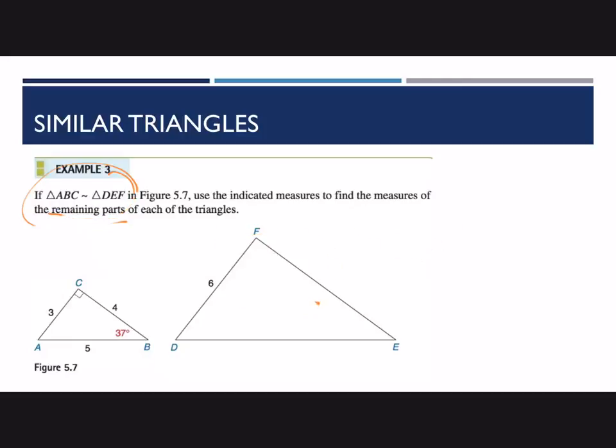Alright, so since C and F are corresponding, I know that they have the same measure, so C is a 90-degree angle, so that means that F is a 90-degree angle. B and E correspond, so I know E is 37 degrees. Okay. And then I can subtract 90 and 37 from 180 to get that remaining angle, and that would be 53 degrees. Okay, so the angles are done. Oh, this one too. All right, and then I need to worry about the sides.